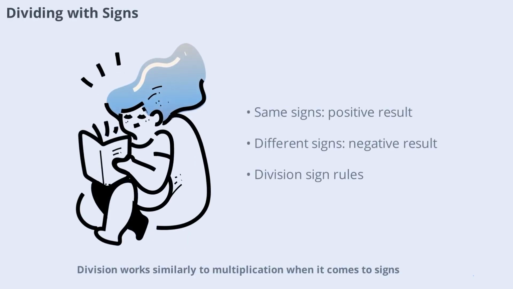Division works similarly to multiplication when it comes to signs. Dividing two numbers with the same sign gives a positive result, while dividing numbers with different signs gives a negative result. For example, -8 divided by -2 equals +4, but 8 divided by -2 equals -4. Remembering these rules is crucial for solving division problems correctly, especially when dealing with negative numbers.